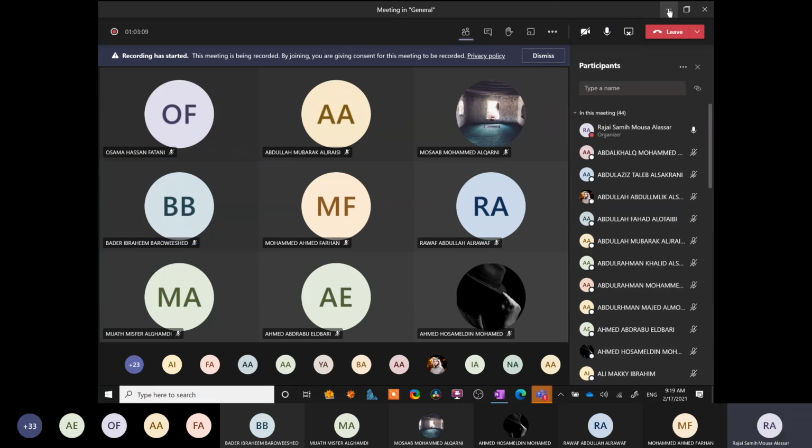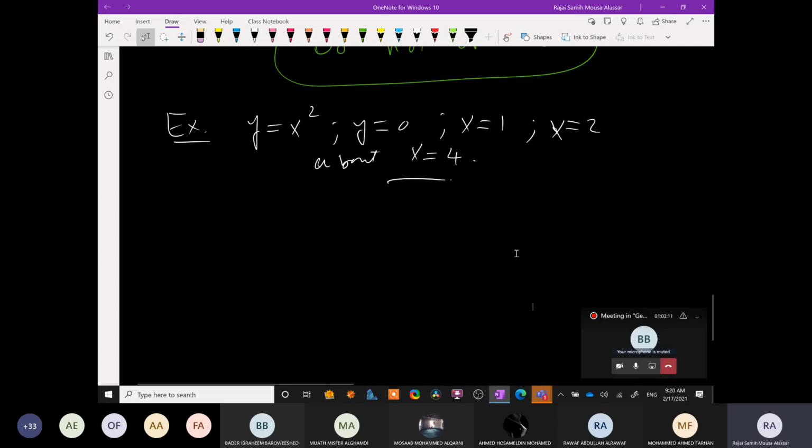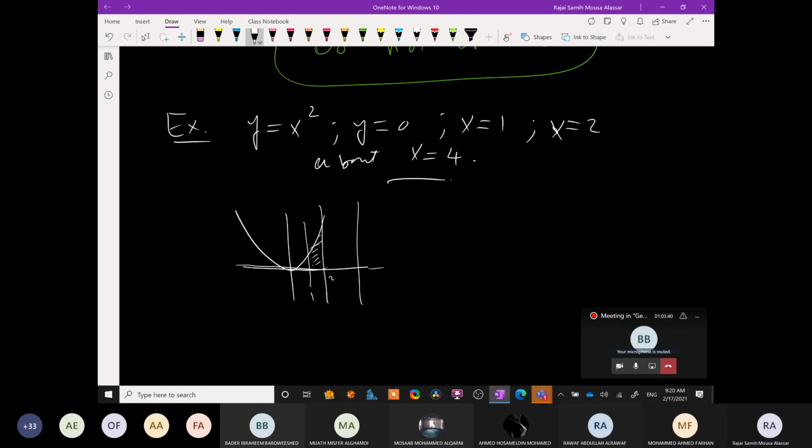Okay, now let's look at the problem. Rough sketch. This is y equals x squared, correct? Y equals 0 is the x-axis. X equal 1 is this, and x equals 2. So we're talking about this region, isn't it? And you want to rotate this about what? X equal to 4. Yes, that's the axis.